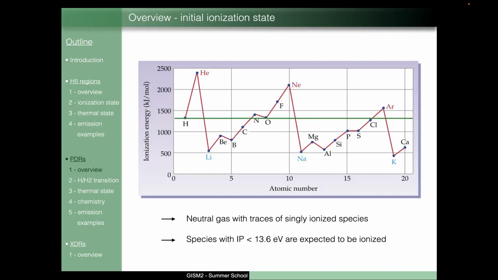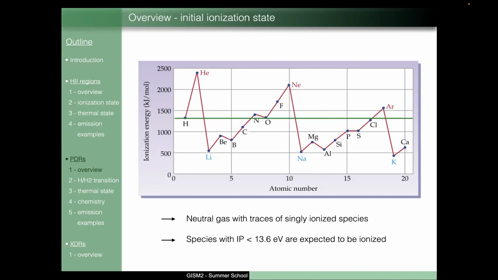silicon, and sulfur. So there are two points to take from here. The first point is that a PDR will be mostly a neutral environment with only some traces of ionization, okay? And the second point is that, oppositely to an H2 region, we don't have to consider multiply ionized or doubly ionized species, okay? They are not present in a PDR environment.